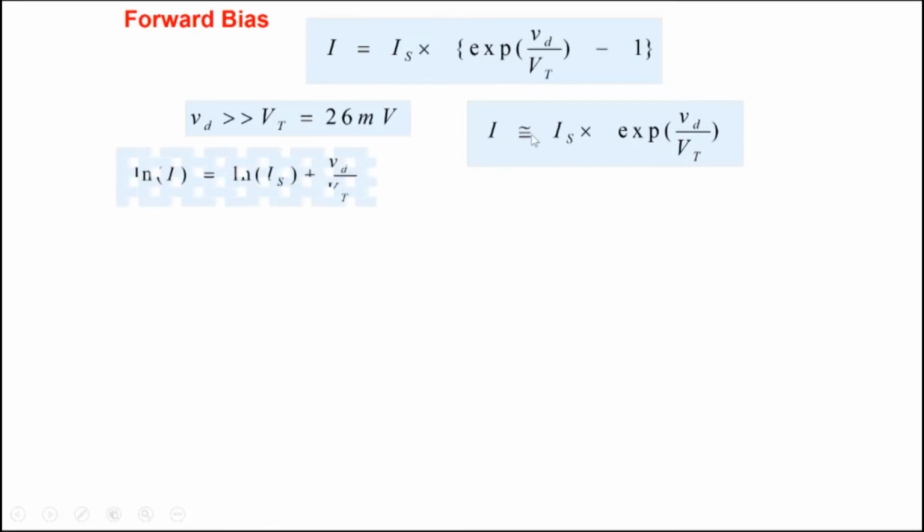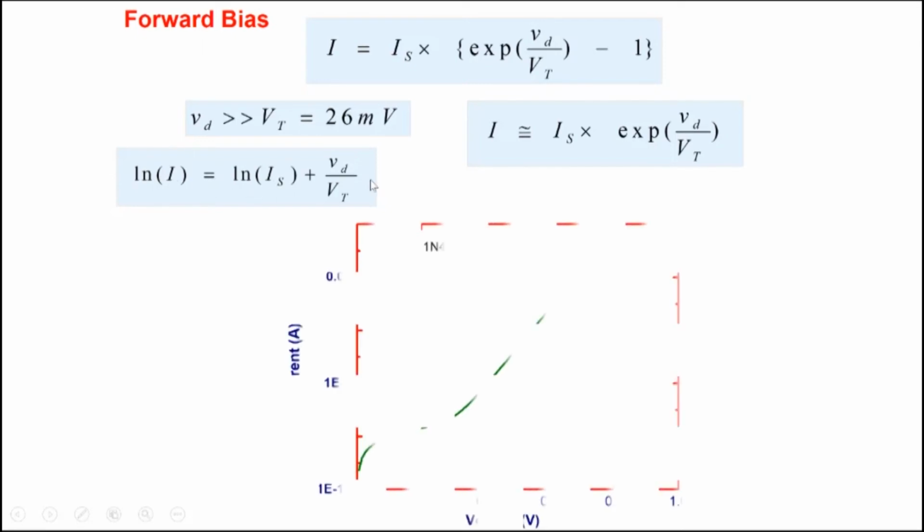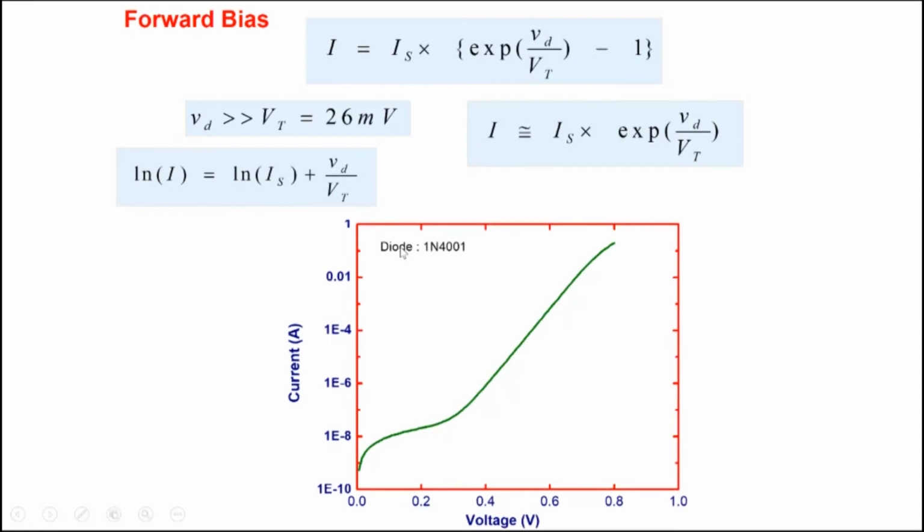If we take the log of this, log of I is log of Is plus Vd by Vt. So if I plot the IV characteristics of a PN junction diode on a semi-log scale, the current axis is in log scale and the voltage is in linear scale. This is a practical diode, the 1N4001.